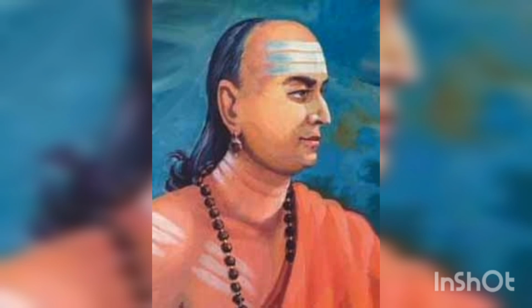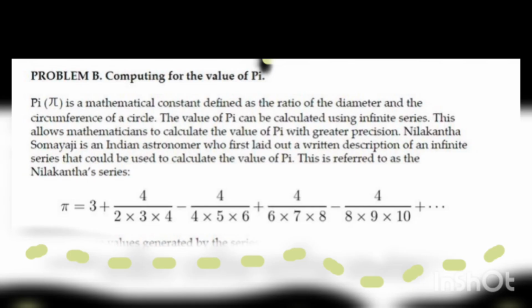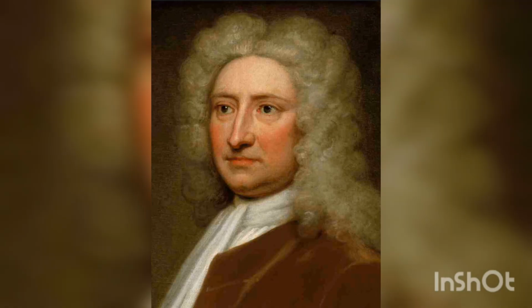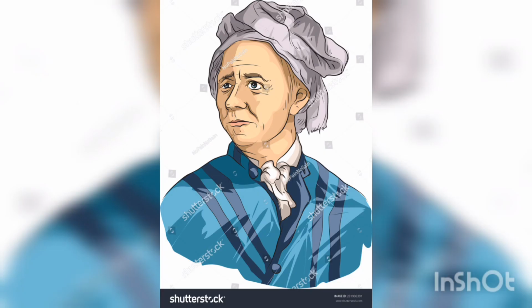Around 1500 AD, a written description of an infinite series that could be used to compute pi was laid out in Sanskrit verse in Tantrasamgraha by Nilakantha Somayaji. The symbol pi was devised by British mathematician William Jones in 1706 to represent the ratio and was later popularized by Swiss mathematician Leonhard Euler.